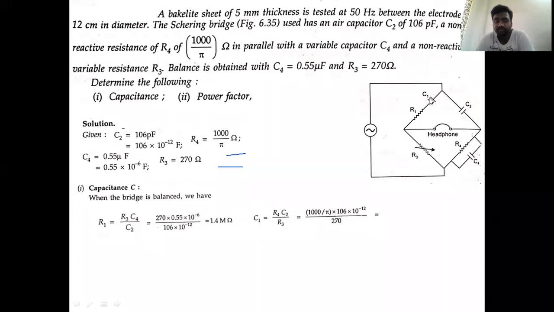125 picofarad. 261 got 125 picofarad. Anyone? Cross verify the answer. Anyone got the same answer? Post your answer in the chat.